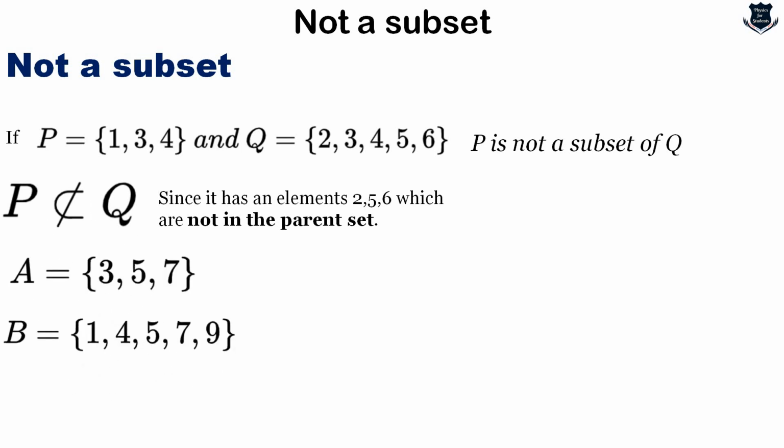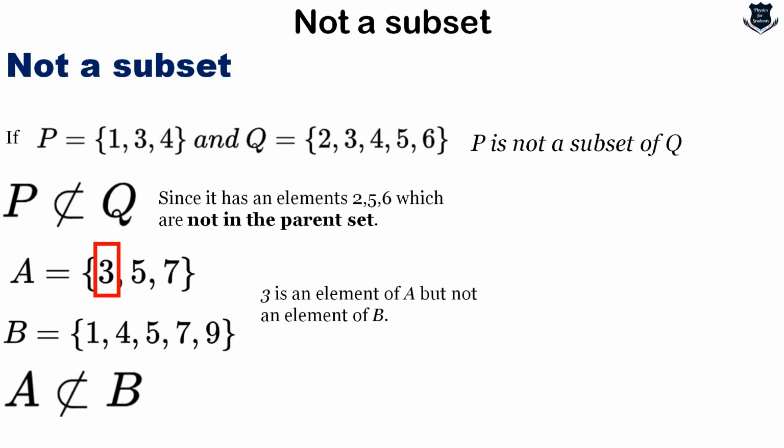Let us see another example. A equals 3, 5, 7 and B equals 1, 4, 5, 7 and 9. So what happens is that A is not a subset of B. The reason is that 3 is an element of A, but it is not present in B. You see 3, 5, 7. So 5 and 7 are there, 1, 4, 9, but 3 is not there. 3 is present only here. So 3 is an element of A, but it is not an element of B.